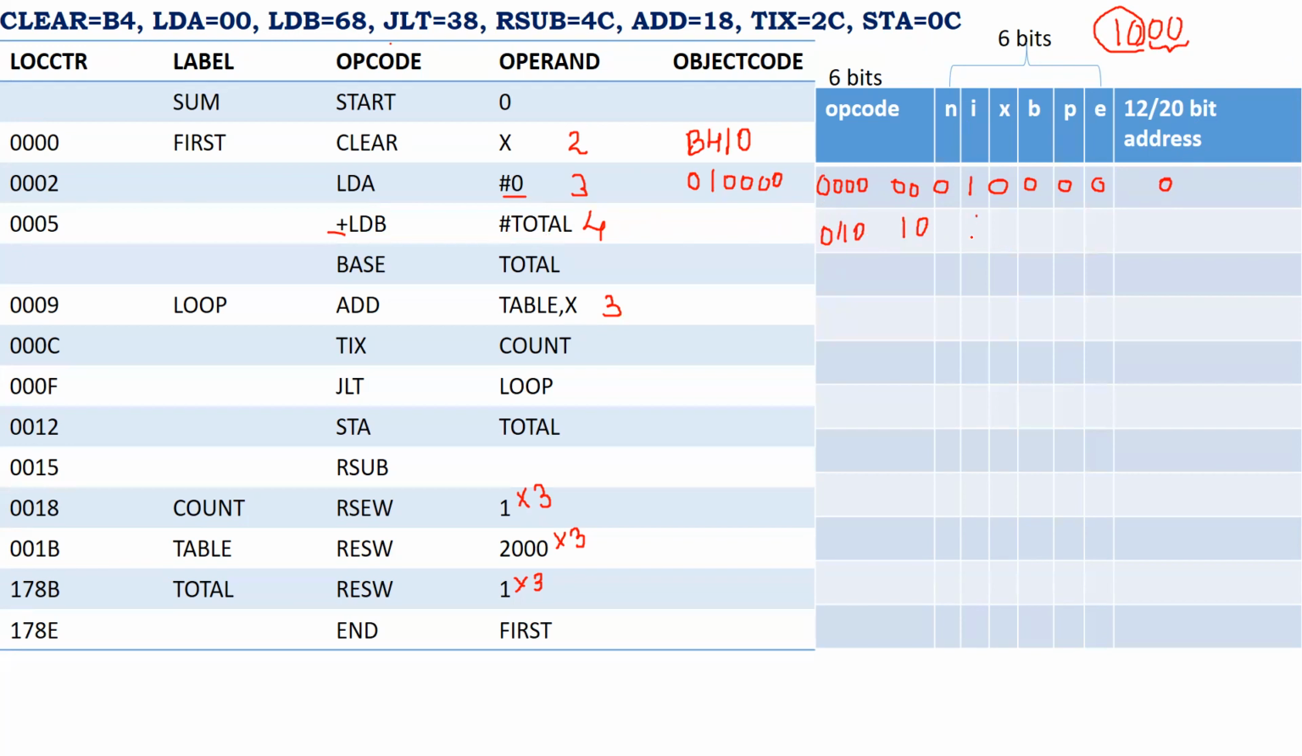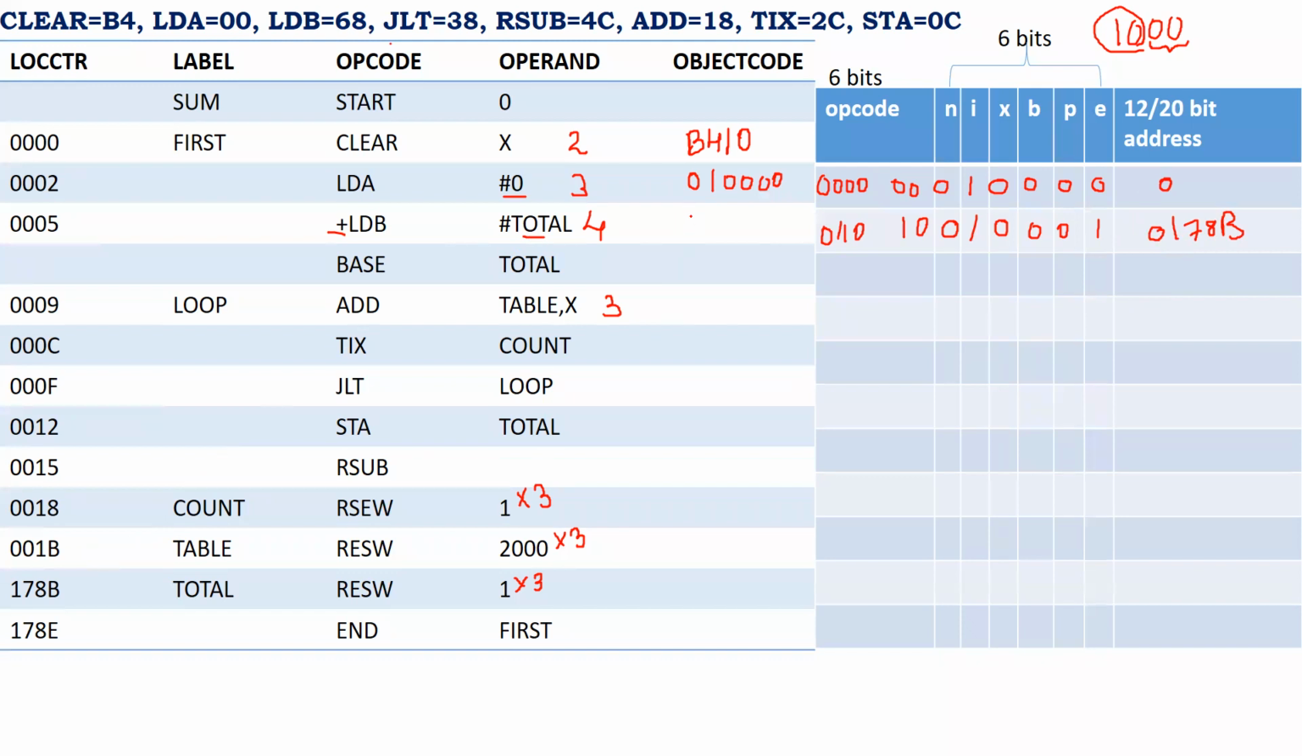So it is immediate. So I is set to 0 and N is 0. Sorry, I is set to 1 and N is 0. And X is 0. Since it is immediate, we have P and B values to be 0, and it is format 4, so E is 1. And what is the displacement we're writing? Whatever total is in the operand, we go to the target address of total in the location counter. It is 178B. So we are writing this in the object code.